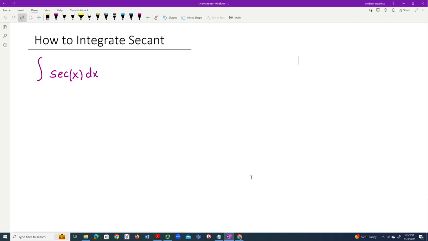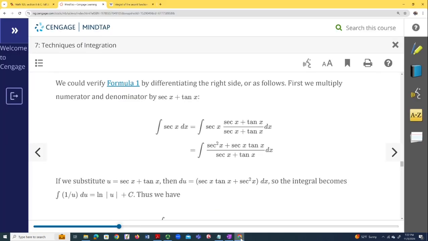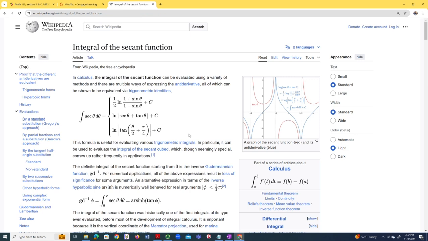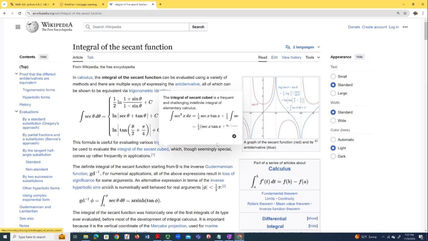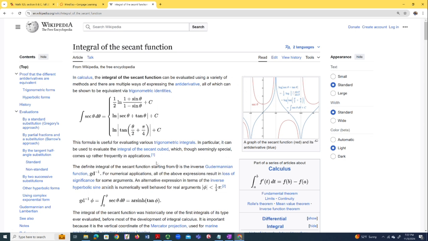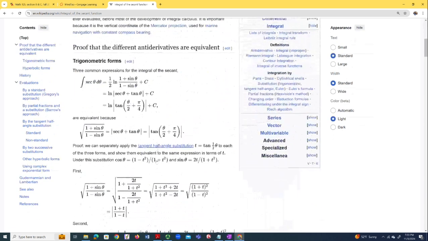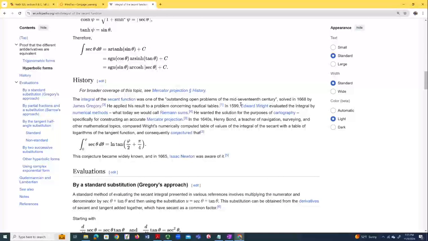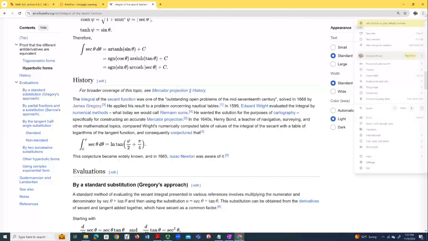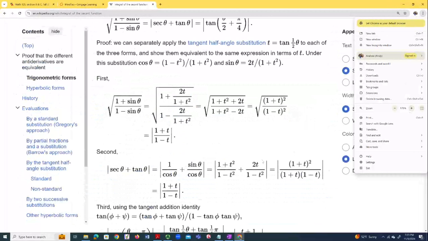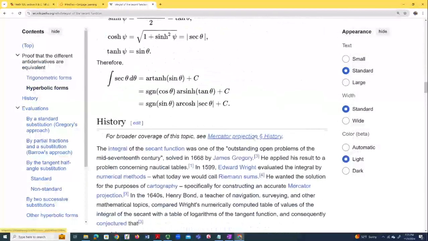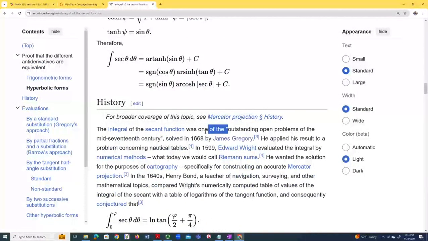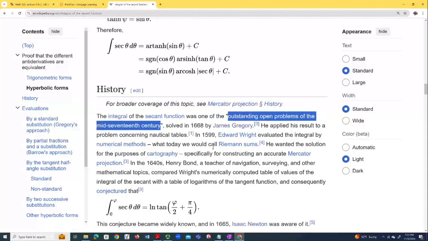So I thought before I showed you how I would integrate this, I would just mention a couple things I'm going to pull up here. So first I did a little bit of research. There are multiple ways to write the answer. This is just the Wikipedia article. But what I found interesting, and I didn't know some of this, is that there's an interesting history. So this problem is stated as an outstanding open problem of the mid-17th century.